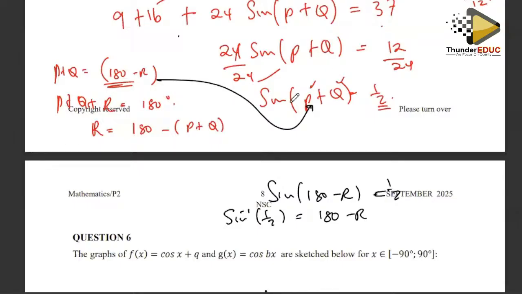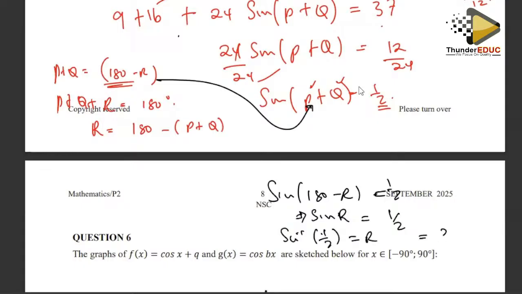If we reduce, because we cannot just say that is 180 minus R, that would be a lie. So this is going to be just sine of R is equal to a half. And then shift sine of a half is going to be just 30 degrees. Yeah, that would make sense.